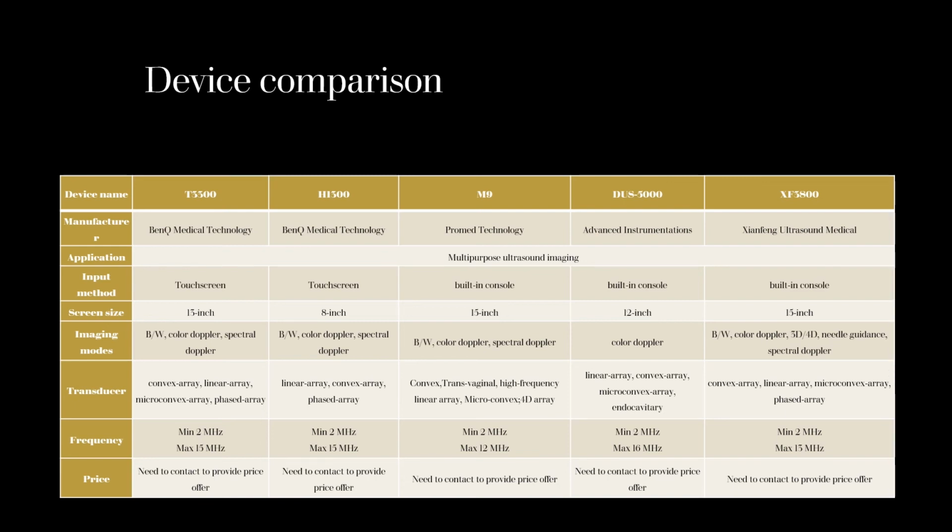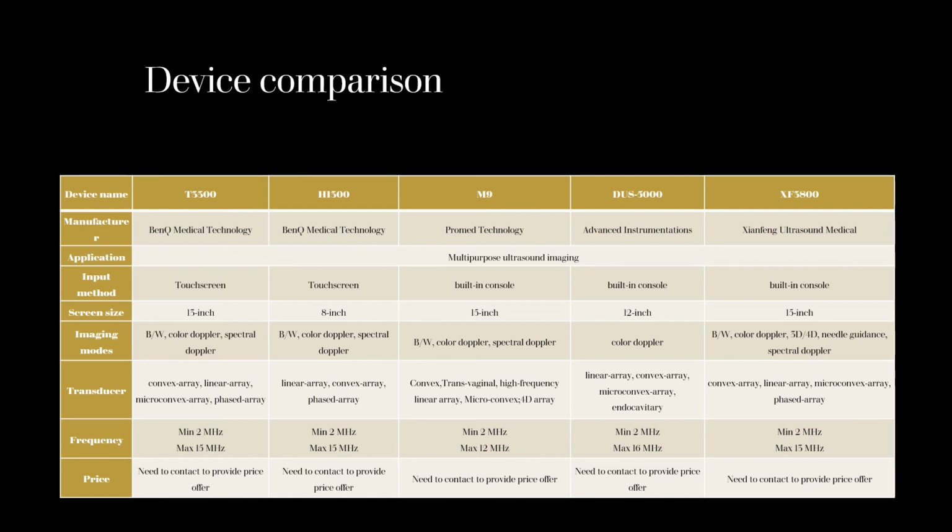The next one we have is the H1300, also from PingQ Medical Technology. It uses a touch screen. Its screen size is 8 inches. Its imaging modes are PW, color Doppler, and spectral Doppler. For its transducer, it has linear array, convex array, and phased array. Its frequency is from 2 megahertz to 15 megahertz.